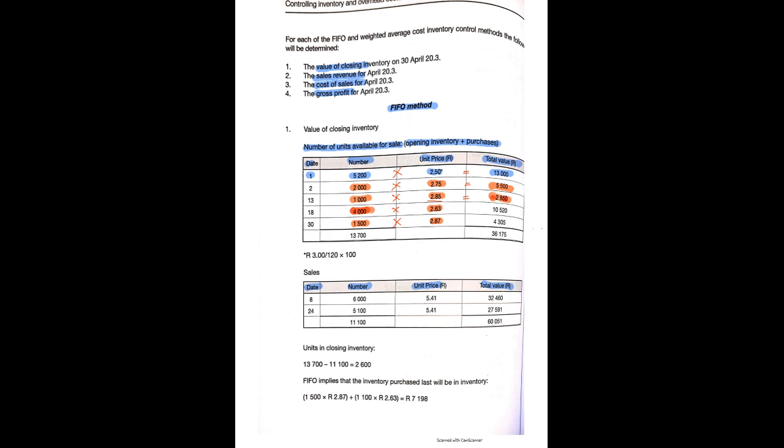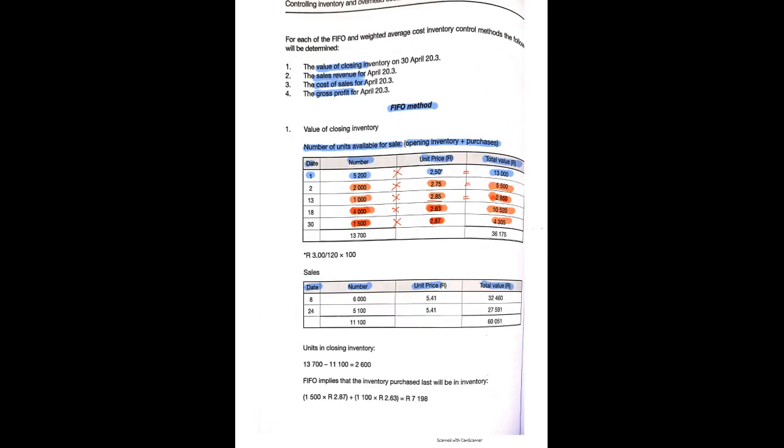Then 4,000 times 263 gave you 10,520, and 1,500 times 2.87 gave you 4,305. So the ones that are in orange here is your purchases. So these are your purchases, and I'm just going to write that on the side here. And I'd like you to please also write that down in your book. So this is your purchases, that's your opening inventory.